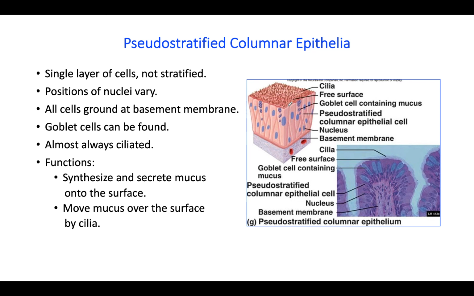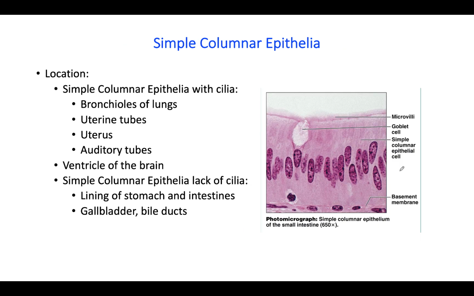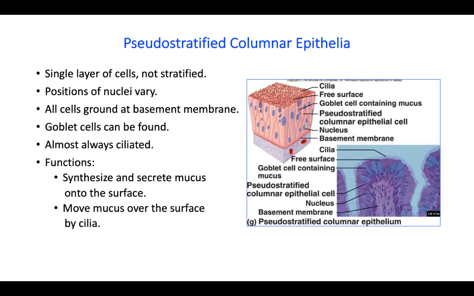Pseudostratified columnar epithelia are almost always ciliated, here are the cilia, and associated with goblet cells. Here you can see the blue color. These are the goblet cells. These goblet cells secrete mucus. So, pseudostratified columnar epithelia and simple columnar epithelia both have goblet cells. Therefore, these two types of epithelia participate in secreting mucus.